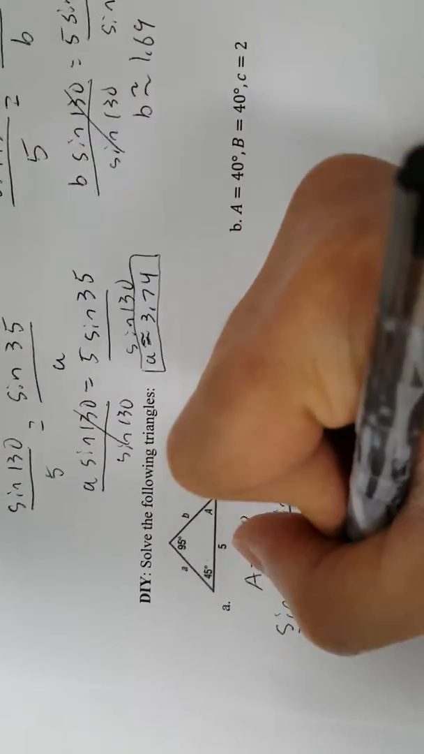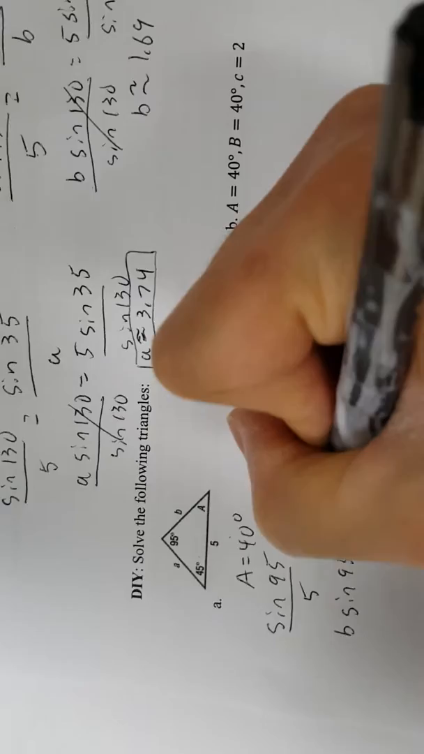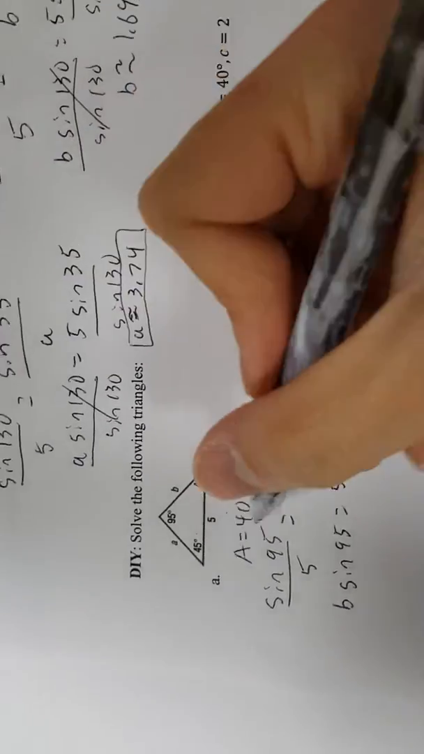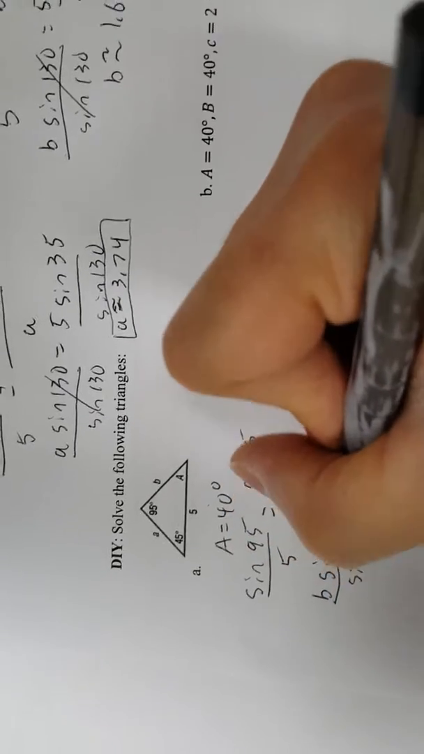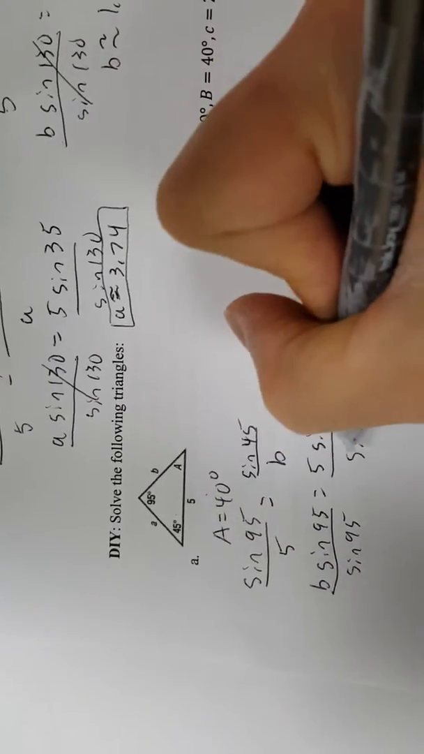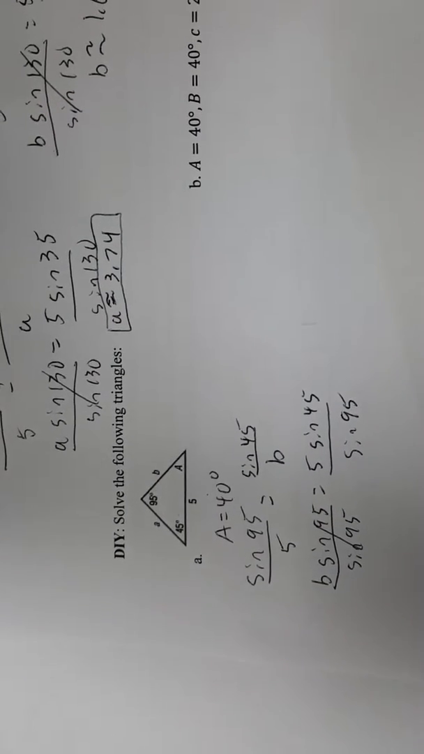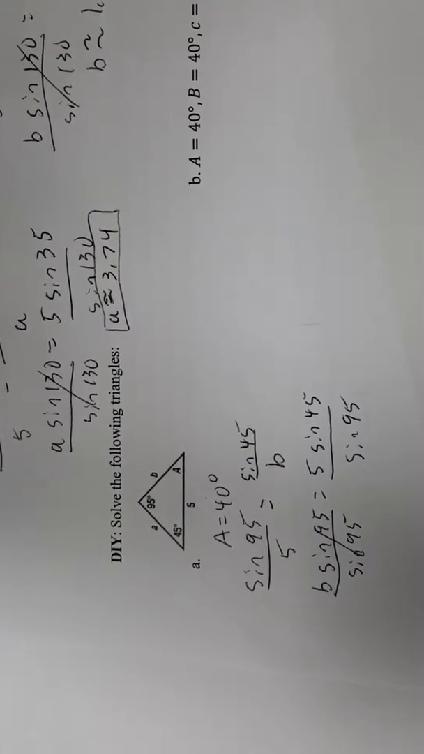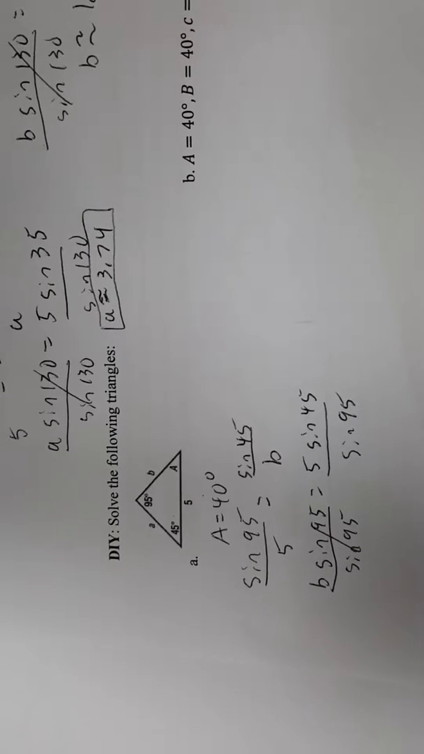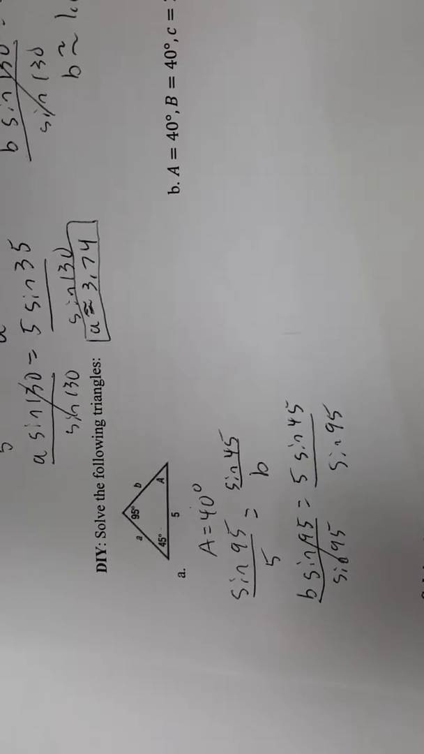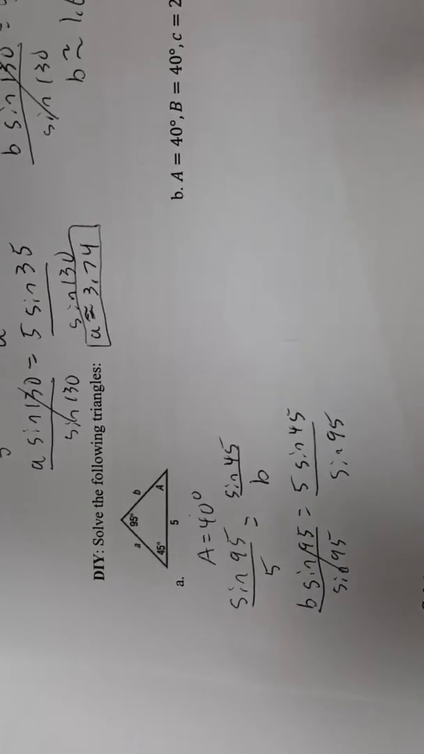Now we just go ahead and cross multiply. B sine 95 is equal to 5 sine 45. I divide both sides by sine of 95. And I get B is around 3.55.